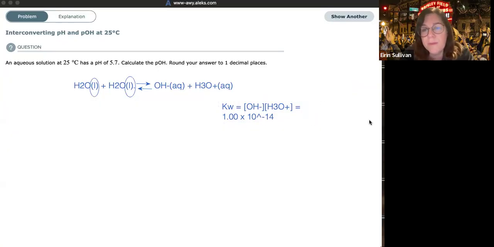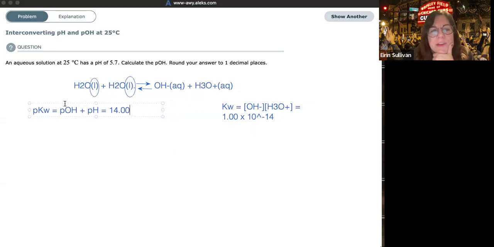So if we do P to everything in this equation, we get pKw, and then we get that pKw, if we do our rearranging with log laws, is the sum of pOH plus pH, and minus log of 1 times 10 to the power of minus 14 is just 14. That's kind of the point of doing this minus log scale, to get everything into nicer numbers.